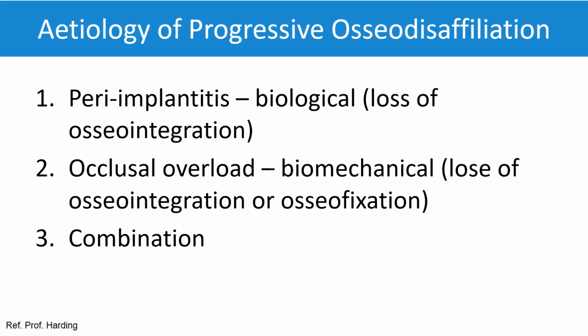So what are the causes or etiology of progressive osteodisaffiliation? So we have peri-implantitis. Now this is an infective process, it's peri-implant disease, and basically this is biological in nature and it's loss of integration. So in this situation, the implants were osteointegrated and were able to carry load because of the nature of the osteointegration, the nature of that biological contact between the bone and the surface of a load carrying implant.